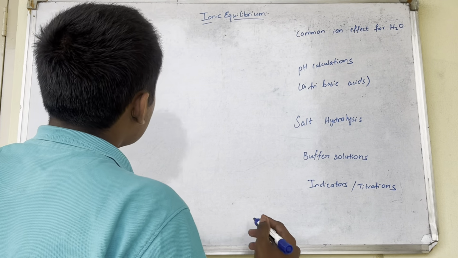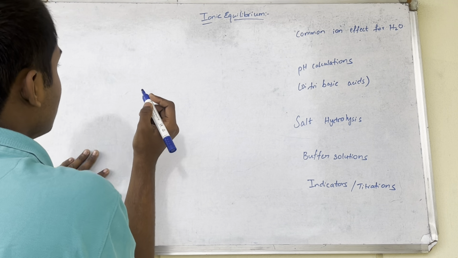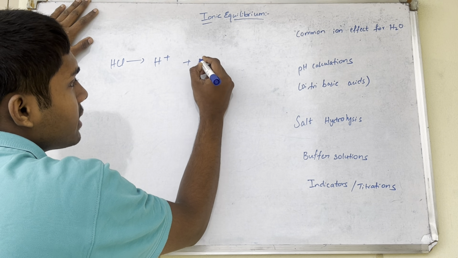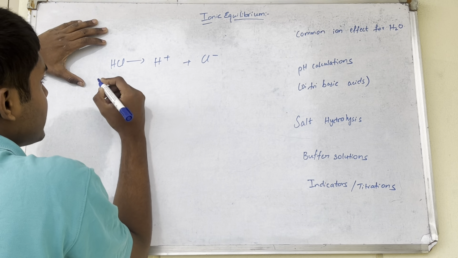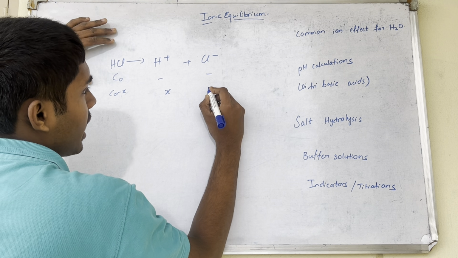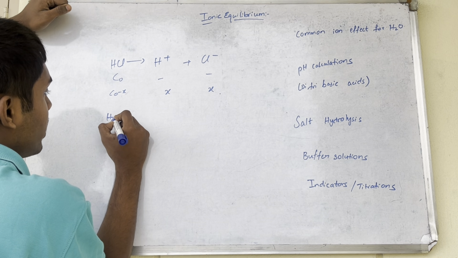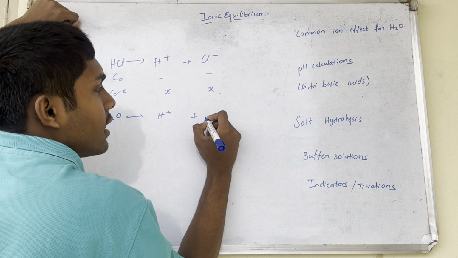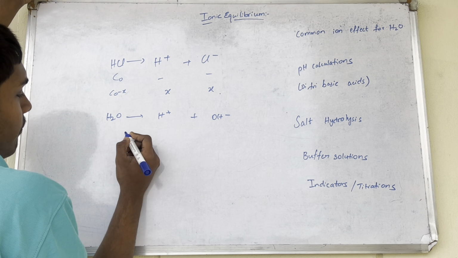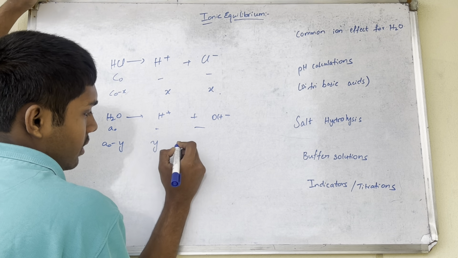Common ion effect is very simple actually. If you have H2O, to dissociate, first of all, let's take some acid. If you have some acid like HCl, in aqueous solution it will dissociate into H plus and Cl minus, right? Now suppose it has a concentration initially C naught, removed, it will be C naught minus X, X and X, right? And in aqueous solution H2O is also there. It will also dissociate into H plus and OH minus, right? Initially it has some other concentration. Let's take some A naught, A naught minus Y, and this is Y.